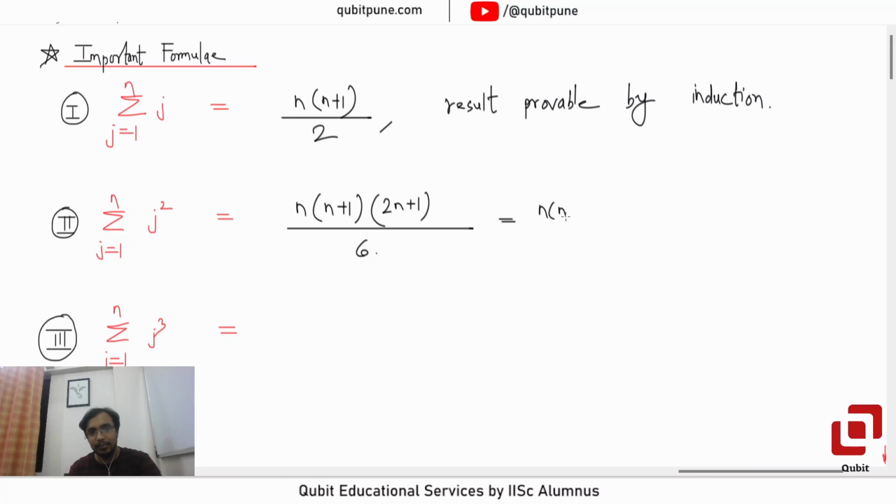Okay, so it is n into n plus 1 upon 2. That's the previous formula. Into 2n plus 1 upon 3. Okay, and for j cube it is the square of the first: n squared into n plus 1 squared by 4.